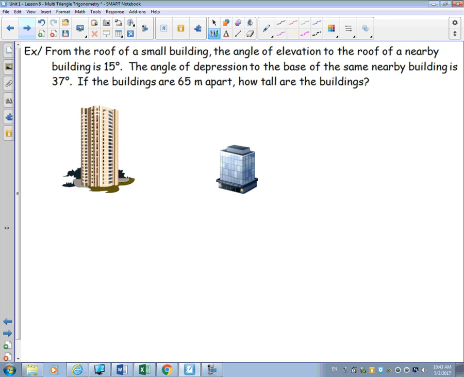In this situation, we have to imagine ourselves on top of the roof of the small building. If we were looking straight off this roof, we have a straight line, and we know they're 65 meters apart. It then talks about the angle of elevation. The angle of elevation goes from the horizontal line, which we just drew, upwards. So if we looked up at the roof, the angle we looked at right there is 15 degrees. If we talk about the angle of depression next, again, we're still in the building, and we're looking down at the base. The angle we measure is inside. It's 37. And we want to know how tall the buildings are.